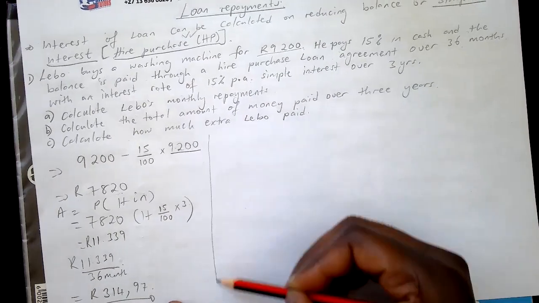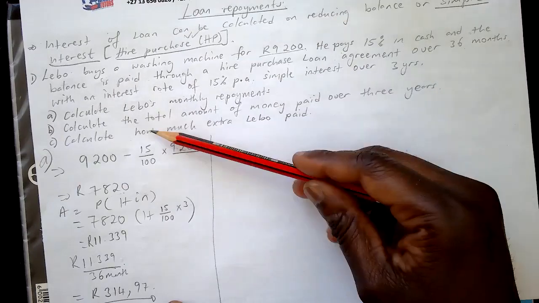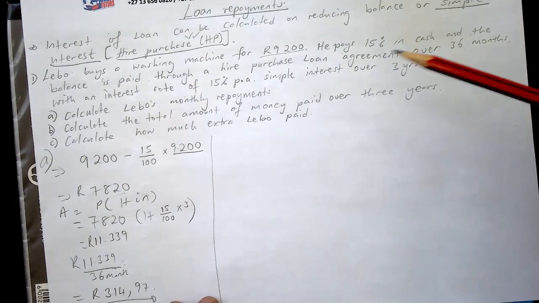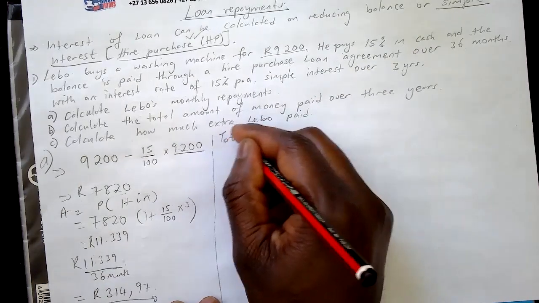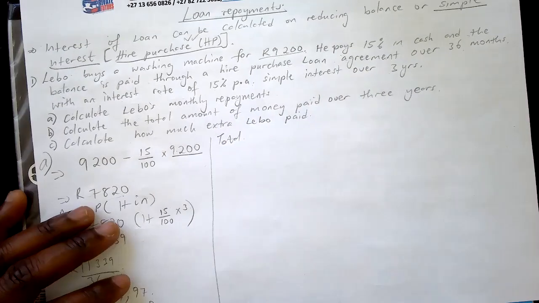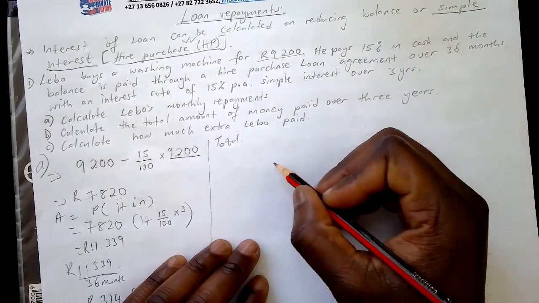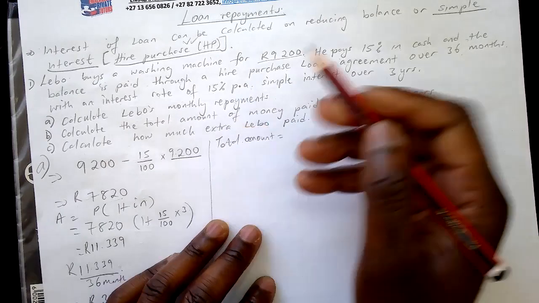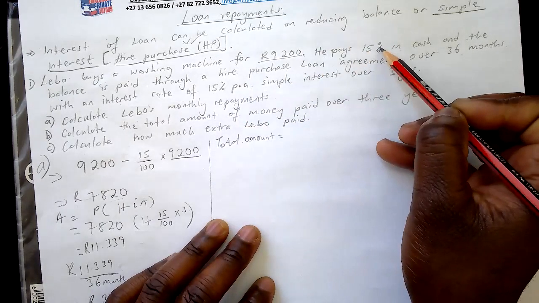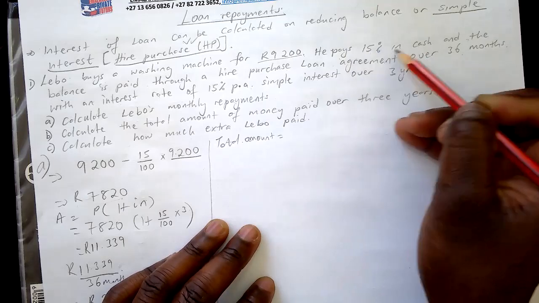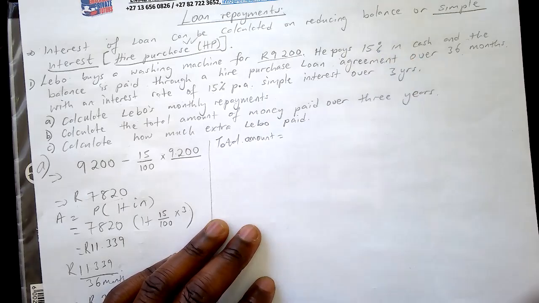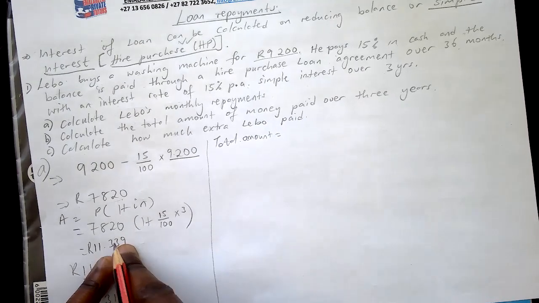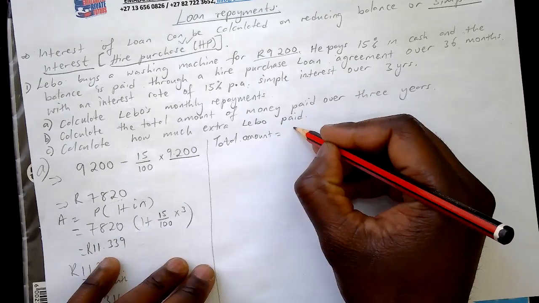Now let's move on to B. Calculate the total amount of money paid over 3 years. Now, total amount of money paid over 3 years. What we're going to do now is, we know that total amount. Okay. So we are saying the total amount here is going to be the amount that she paid, which is the 15% in cash, plus the accumulated amount here, the 11,339.